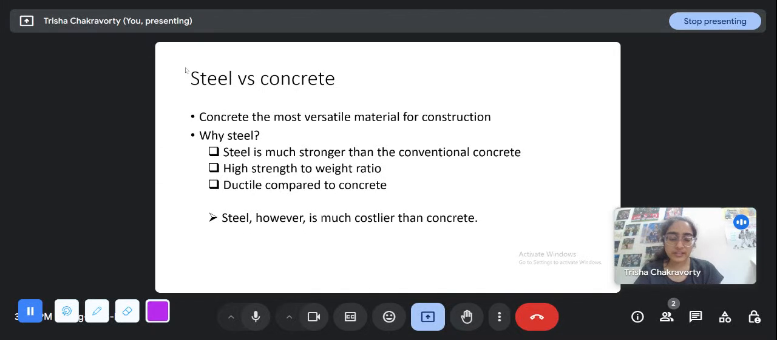However, steel is much costlier than concrete, so steel is still used in only specialized structures, and the general residential or institutional buildings that we see around us are made of concrete.